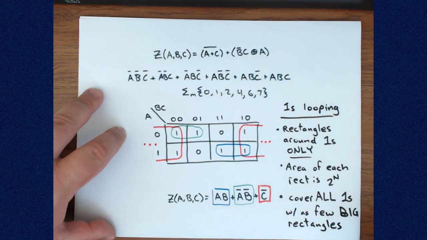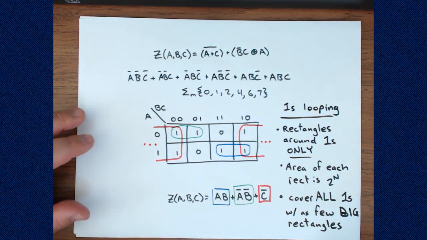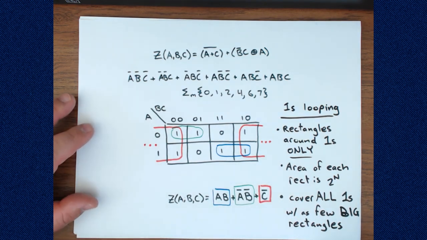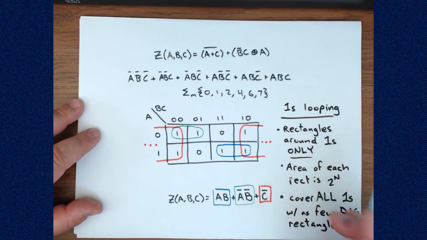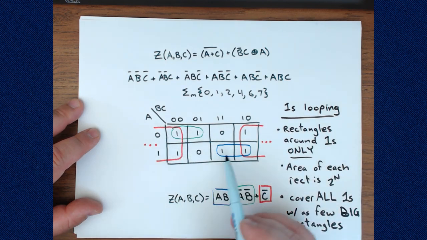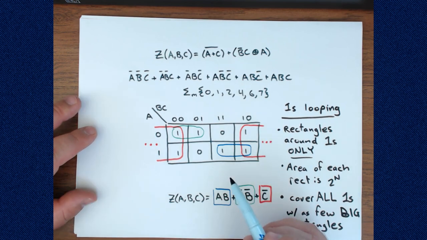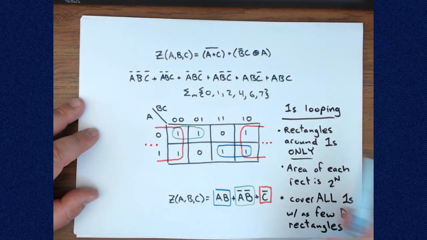So we have to cover all the ones. If we don't, we won't end up with enough products in the end when we convert from the looping to the products. We won't end up with enough products to actually cover all the times that our circuit needs to produce a 1 as output. However, we could have just looped each one by itself, but that's going to end up giving us the same thing as this sum of products in its complete form.